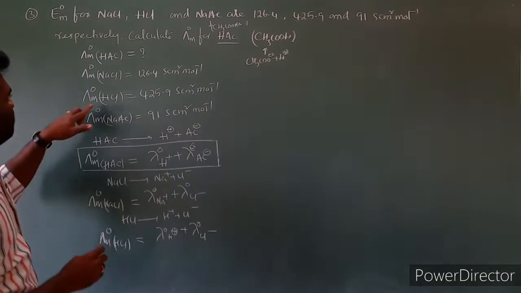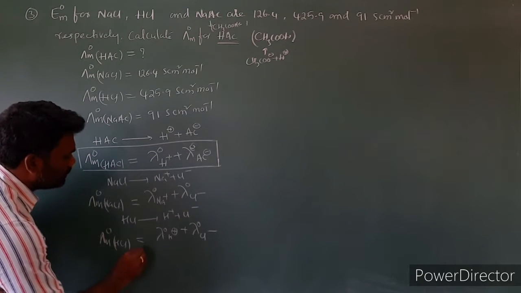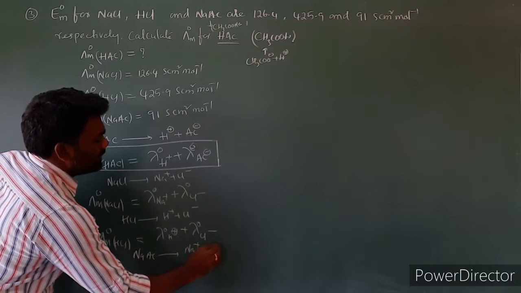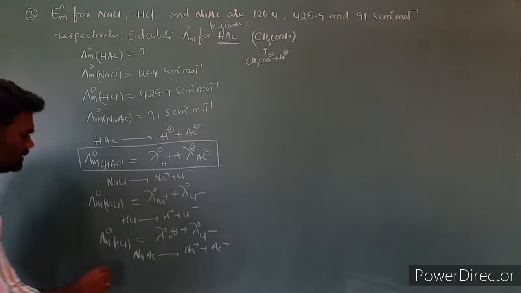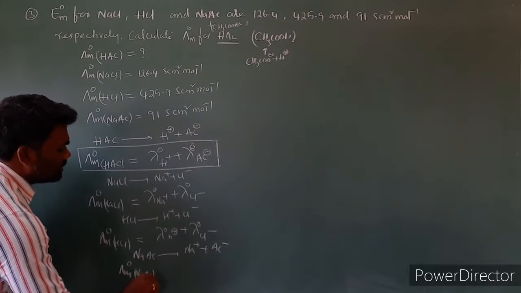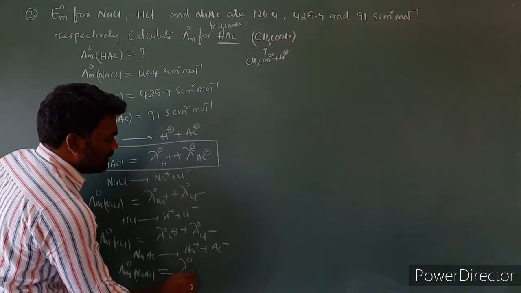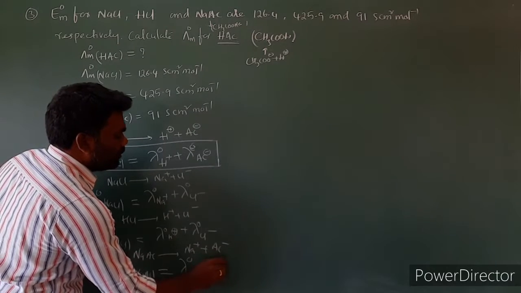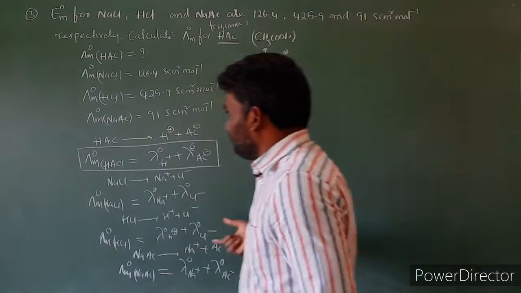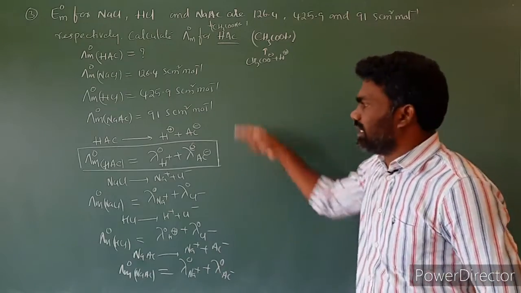Then one more equation is given, NaAC. NaAC gives rise to Na plus plus AC minus. So lambda m naught NaAC is equal to lambda naught Na plus plus lambda naught AC minus. This is the limiting molar conductivity representation for NaAC. So this is according to the data we wrote.